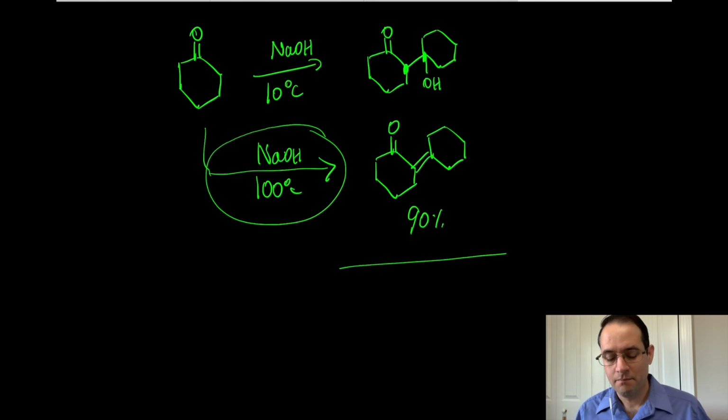So under heat, you can drive it very nicely to form alpha beta unsaturated ketones and aldehydes. If you don't use heat, you better hope your aldehyde is just one of those good ones that readily reacts and gives you a high yield of the product, okay? So that's the basics here. I'm going to stop the video and I'll continue in this same section with the crossed aldol in just a moment, okay?